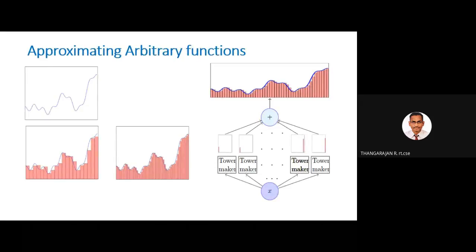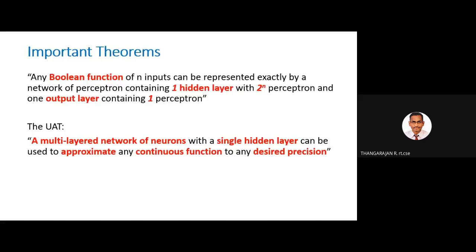With this, I come to the end of today's program, with the important theorems that you have to keep in mind. Yesterday I introduced the UAT theorem, that is, the universal approximation theorem. Today there is one more theorem, which says any Boolean function of n inputs can be represented exactly. Take the word exactly. Any Boolean function of n inputs can be represented exactly by a network of perceptrons containing one hidden layer.